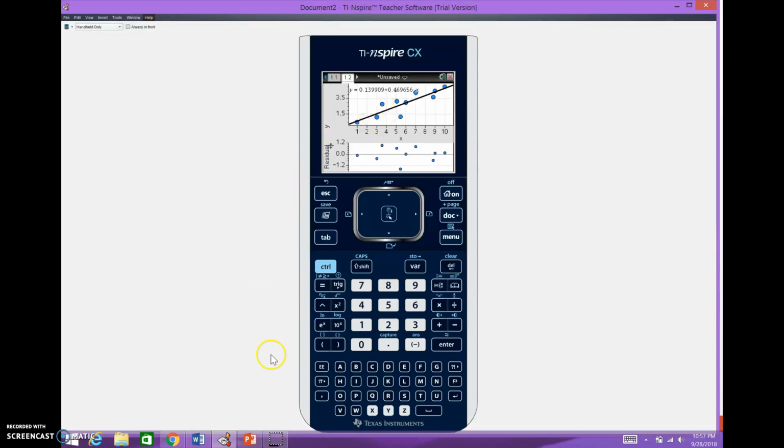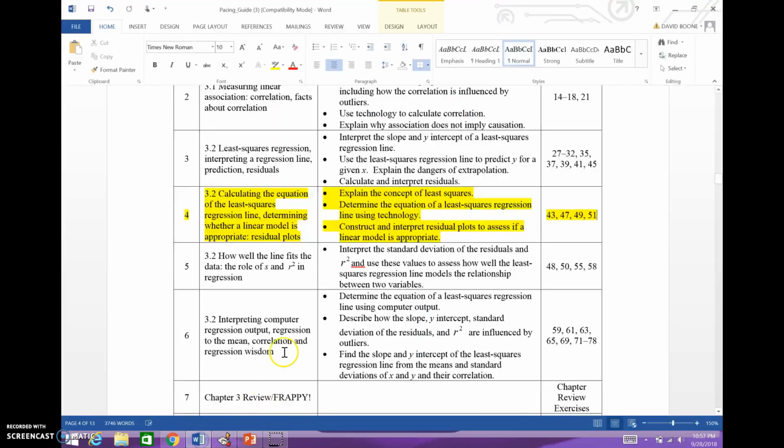All right, so there's some calculator experience, and at this point then, you should be able to get the second assignment done in 3.2, numbers 43, 47, 49, and 51.